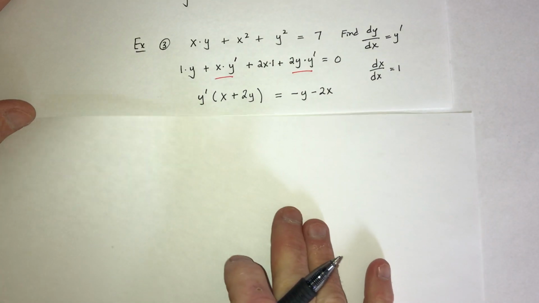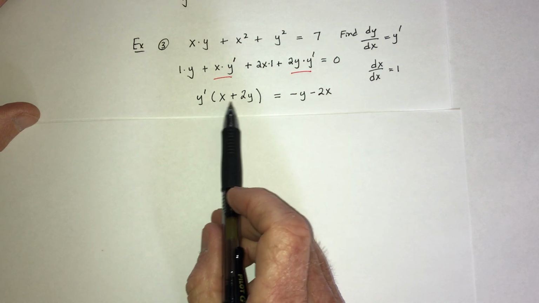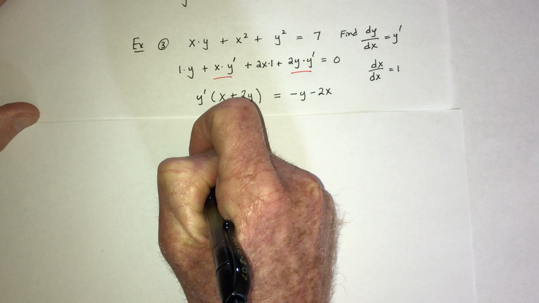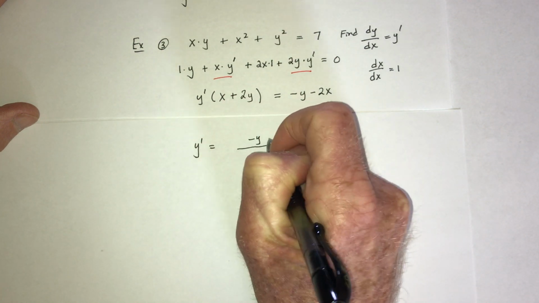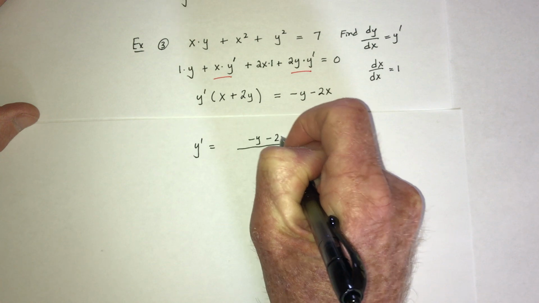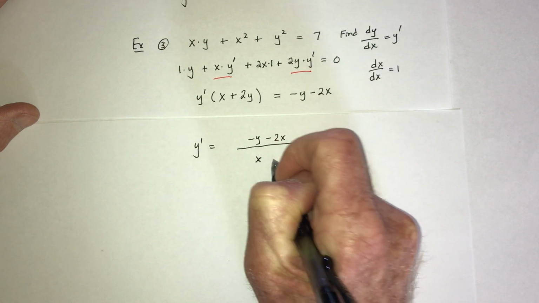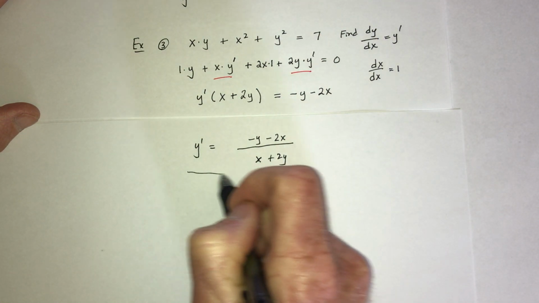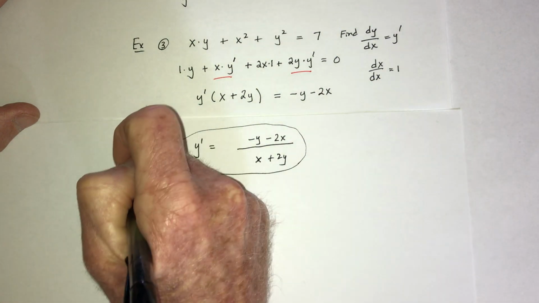And then there's only one last step, and that is divide both sides by this x plus 2y. So y prime equals negative y, negative 2x, and it's divided by x plus 2y. And then that can't be simplified, so that's y prime, that's the derivative.